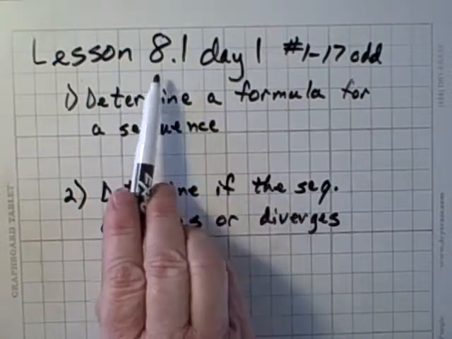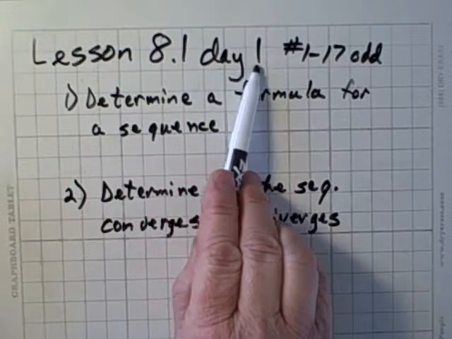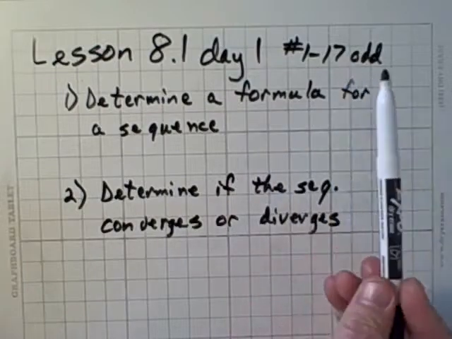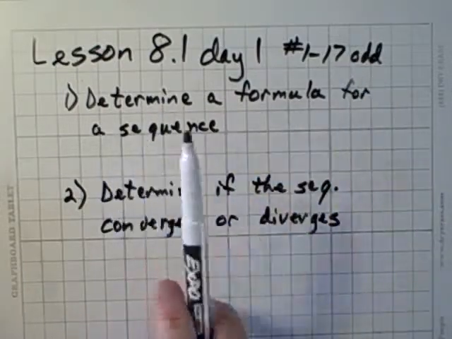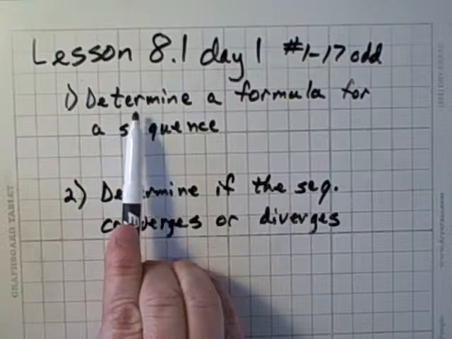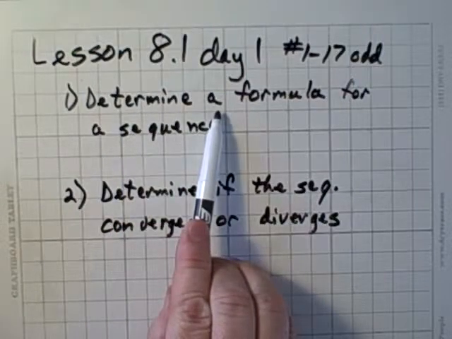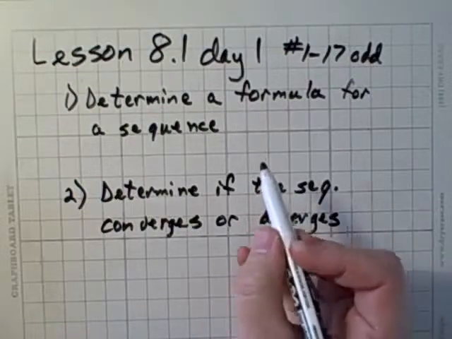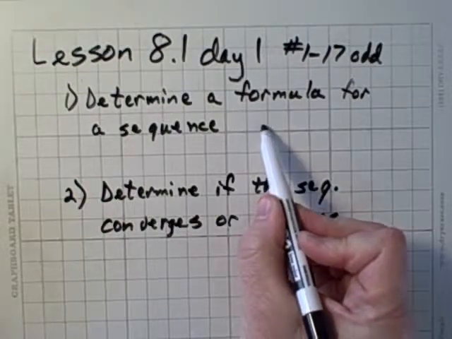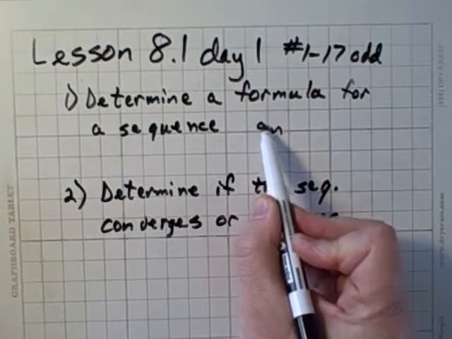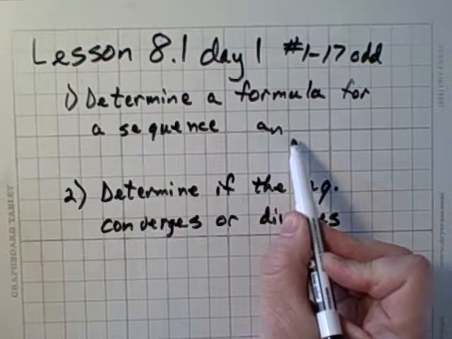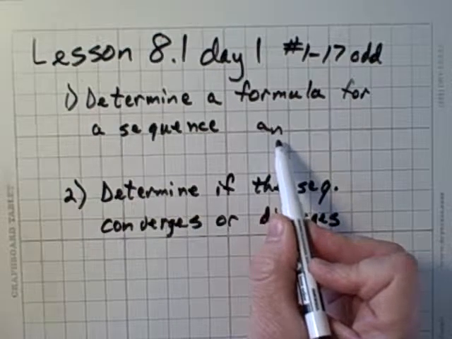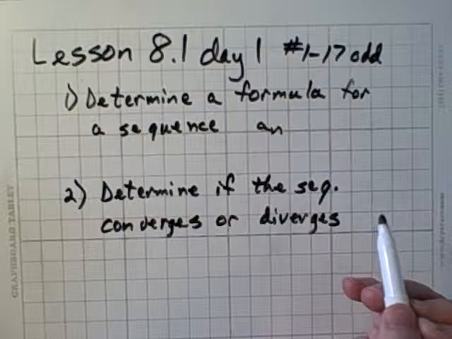Today we are beginning lesson 8.1, and on day 1 we will do problems 1 through 17 as homework, the odds. There are two primary goals for this first day. First, determine if we can find a formula for a given sequence. In other words, we have a pattern and we want an nth term formula for that pattern. In some respects we do that by discovery, or compare it to an arithmetic and geometric formula that we already know.